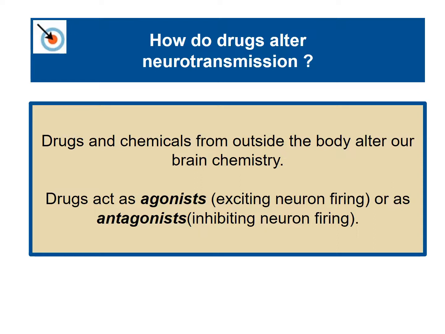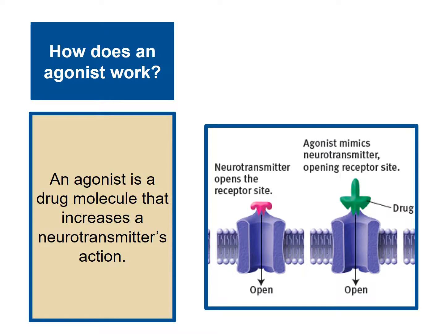How do drugs alter neurotransmission? Well, drugs and chemicals from outside the body alter our brain chemistry. And drugs can act as agonists, exciting neuron firing, or as antagonists, inhibiting neuron firing. So how does an agonist work? An agonist is a drug molecule that increases a neurotransmitter's action. So agonists mimic neurotransmitter opening the receptor site on the right-hand side.